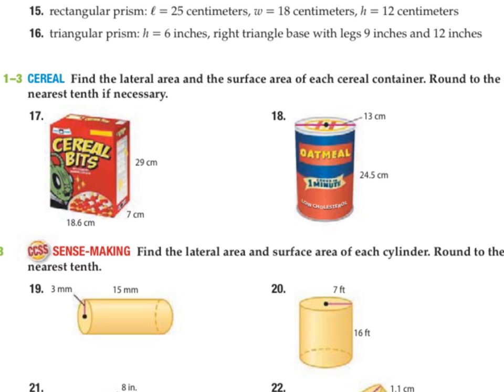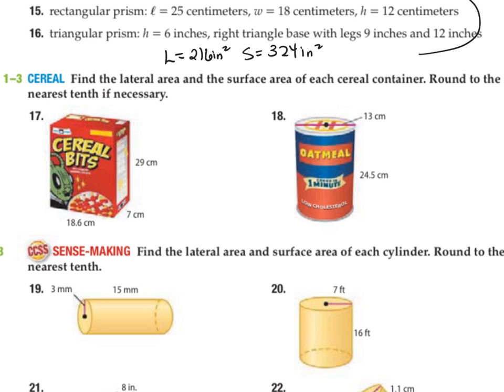Let me give you the answers for 16, 18, and 20, and then we'll see if you need to work those in class on Thursday. On 16, my lateral area should be 216 square inches, and my surface area is 324 square inches. Let's say you have a triangular prism. Height is 6. If you can do 14, you can do 16.